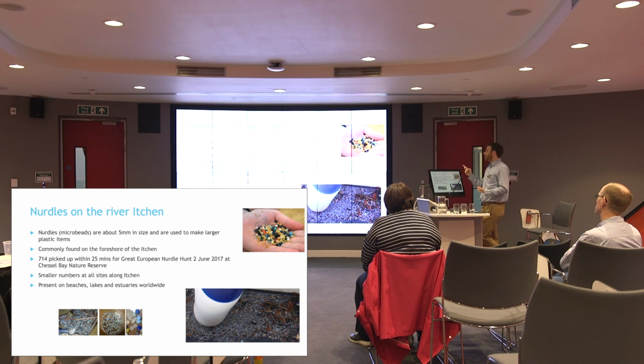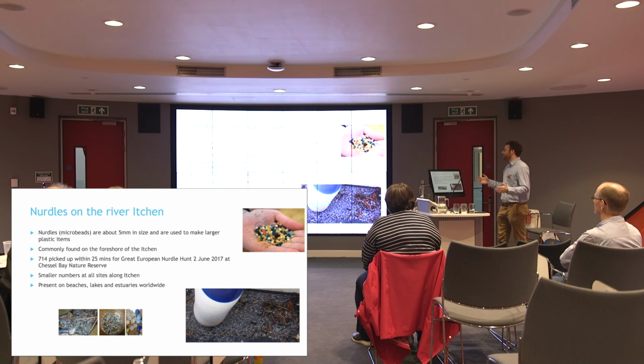A few weeks ago, I took part in the Great European Nurdle Hunt, odd name or no, where they're encouraging people to go round to their local beach or estuary and pick up as many of these as they can in different time periods. In 25 minutes, I picked up 714 of these on Cheddar Bay Nature Reserve, which is halfway up the River Itchen. So this sort of shows what a problem this is in the local area.